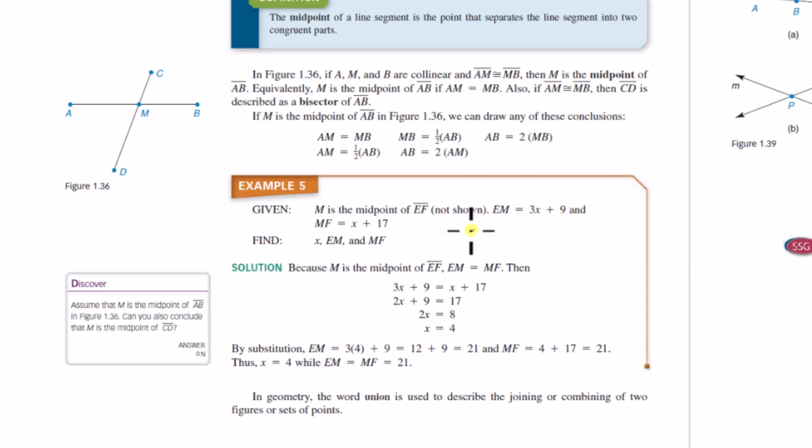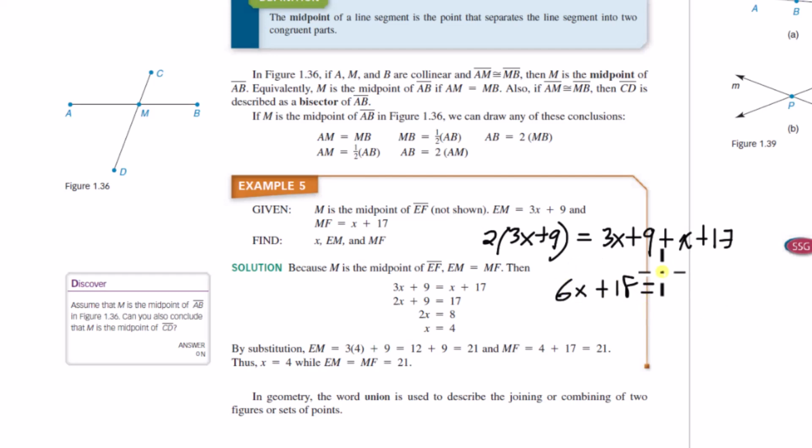Okay, M is the midpoint of EF, so you can say 2 times 3x plus 9 is equal to EM plus MF. There's multiple ways to solve this. You could say 2 times 3x plus 9, or 2 times x plus 17, or you could use any of these relations, is equal to EM plus MF. So let's see, 6x plus 18 is equal to 4x plus 16.